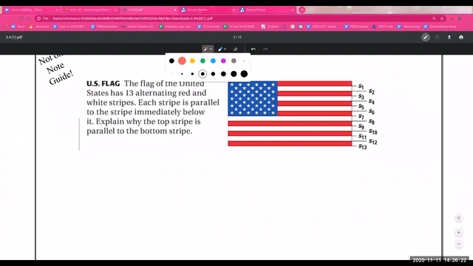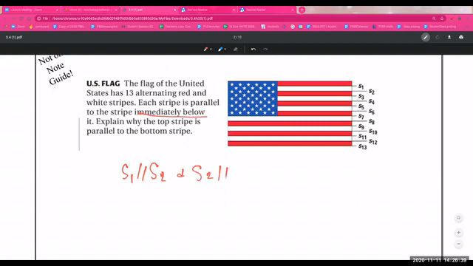So what you would do is you'd start out by saying that stripe 1 is parallel to stripe 2, okay, because stripe 1 is parallel to what's right below it, it tells us here. And stripe 2 we know is parallel to stripe 3. So by the transitive property, then we could say stripe 1 is parallel to stripe 3. All right, and then we say, okay, what do we know about stripe 3? Stripe 3 is parallel to what's right below that.